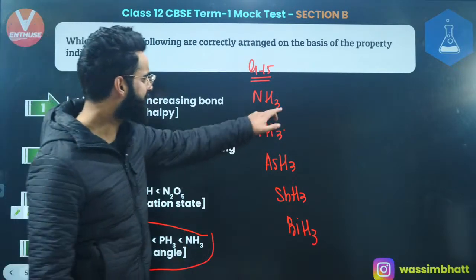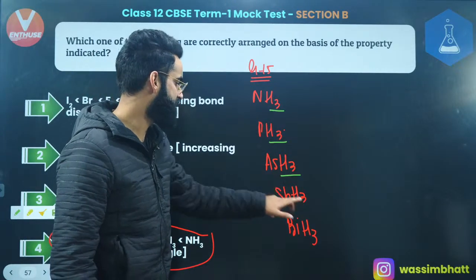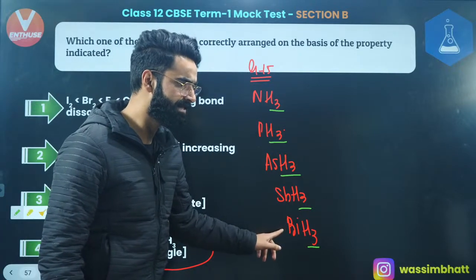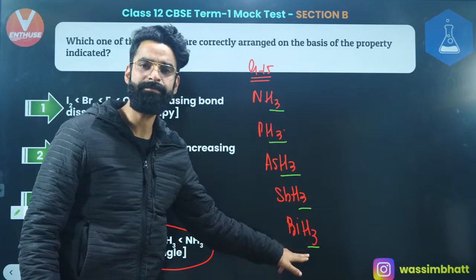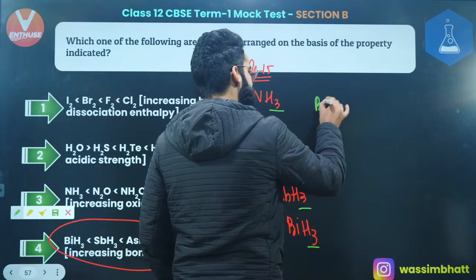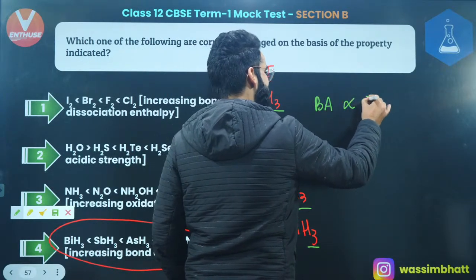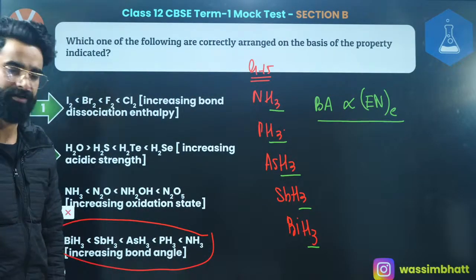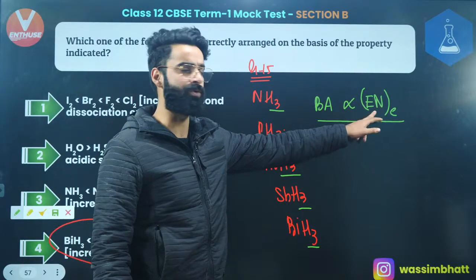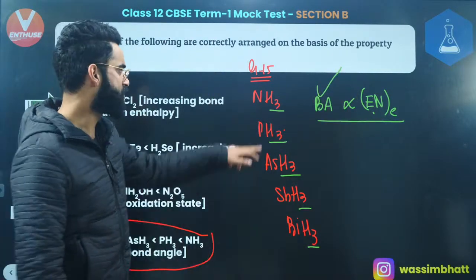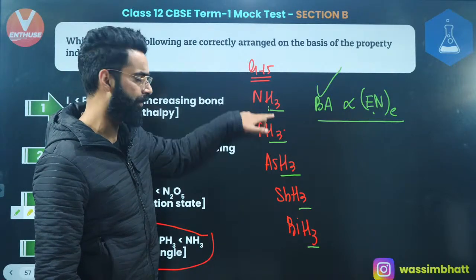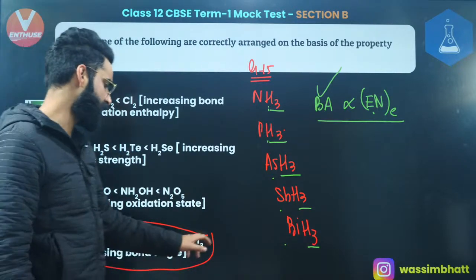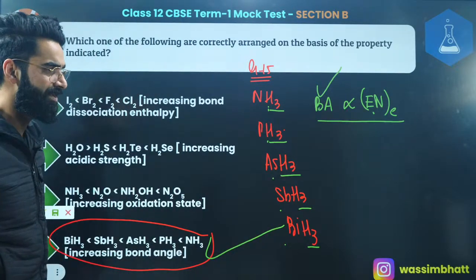Okay, is the terminal atom the same everywhere? Terminal atoms are the same again everywhere, right? Do remember, when the hybridization of these hydrides is the same and the terminal atoms are the same, then in short, bond angle is directly proportional to the electronegativity of the central atom. Wherever the central atom is maximum electronegative, there you will find the bond angle maximum. So in case of NH3 the bond angle will be maximum, followed by PH3, followed by AsH3, followed by SbH3, followed by BiH3.